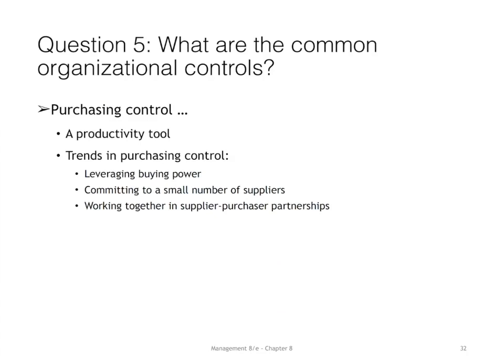What other subject in organization must be controlled? Purchasing control. Purchasing control is interesting too. As a productivity tool, the trend in purchasing control is leveraging buying power and committing to a small number of suppliers. So we focus on a small number of suppliers, working together in a supplier purchase partnership.